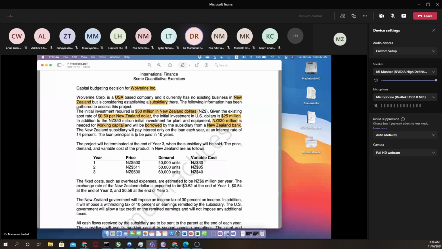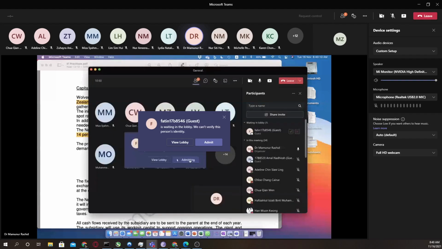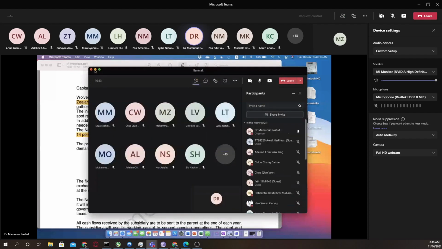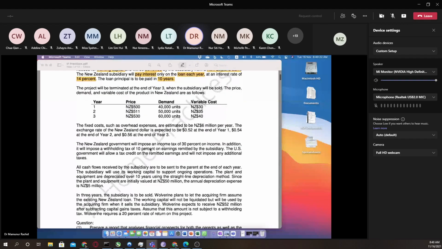The New Zealand subsidiary will pay interest only on the loan each year, at an interest rate of 14%. The loan principal is to be paid in 10 years time, whereas the interest will be paid on a yearly basis, and the rate of interest is 14%. The project will be terminated at the end of year 3. So the project is for a 3-year time.